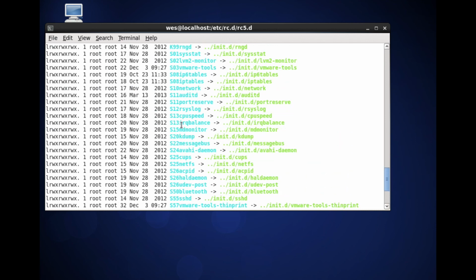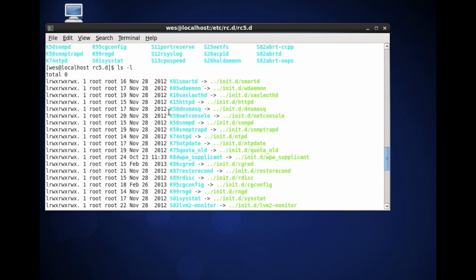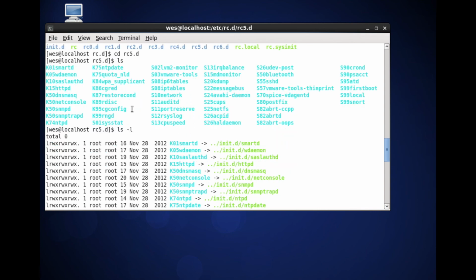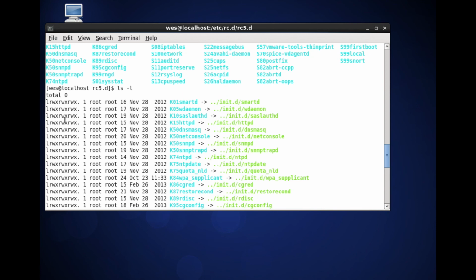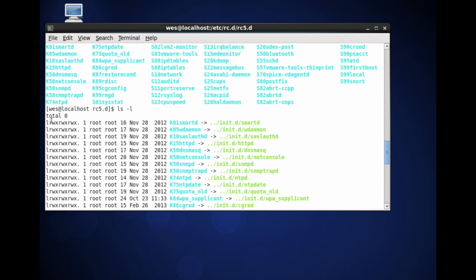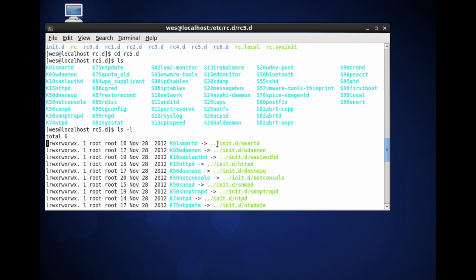Look at this. Remember how we said the reason that they're light blue? Well, now I'm doing a long listing, so instead of just shoveling them all to the screen one after another, I'm doing a line listing of each one. So notice that these are links. See this L right here, this indicator? It says it's actually not a real file, it's a link. And the link itself, for example, K01smartd, actually points to init.d/smartd.